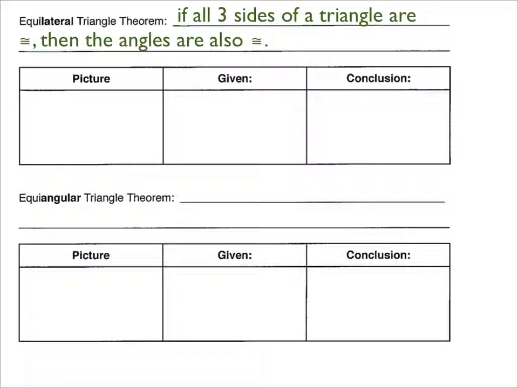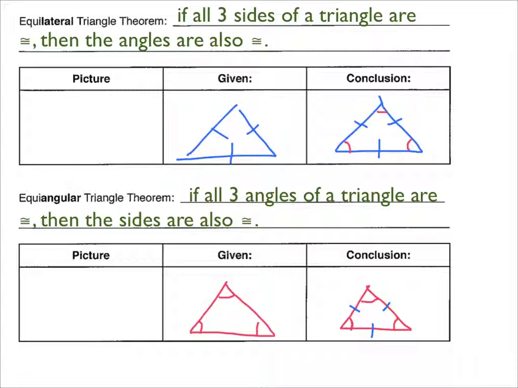Quite simply, given I have a triangle, it has three equal sides, so we would mark those with three equal markings. By this theorem, if you have three equal sides, then you also have three equal angles. Again, equilateral means three equal sides. If you have three equal sides, then you have three equal angles. And the equiangular theorem says, if you have three equal angles, you can conclude you also have three equal sides.